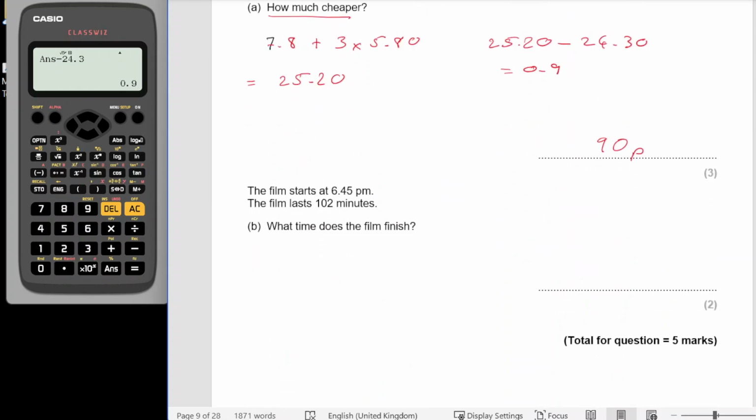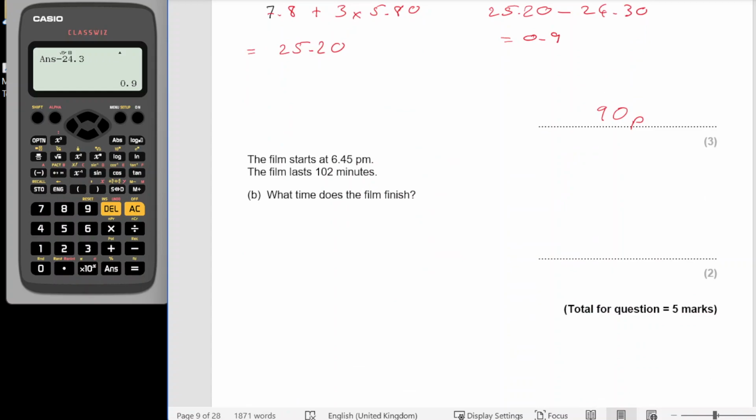And the second part to that question, the film starts at 6:45 p.m. The film lasts 102 minutes. What time does the film finish? I'm going to use my calculator function for this. I've got this neat function on my calculator where if I type these in as times, using the time function, that would read 6 hours and 45 minutes, and I want to add on 0 hours and 102 minutes, my calculator will automatically give me my answer.